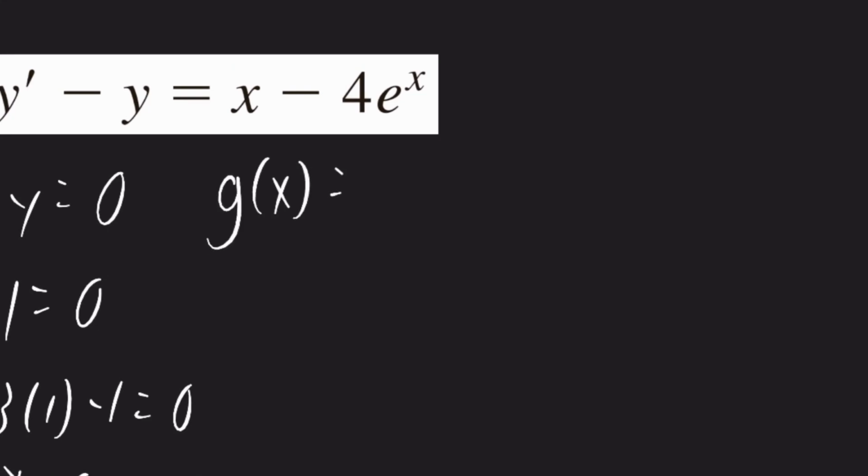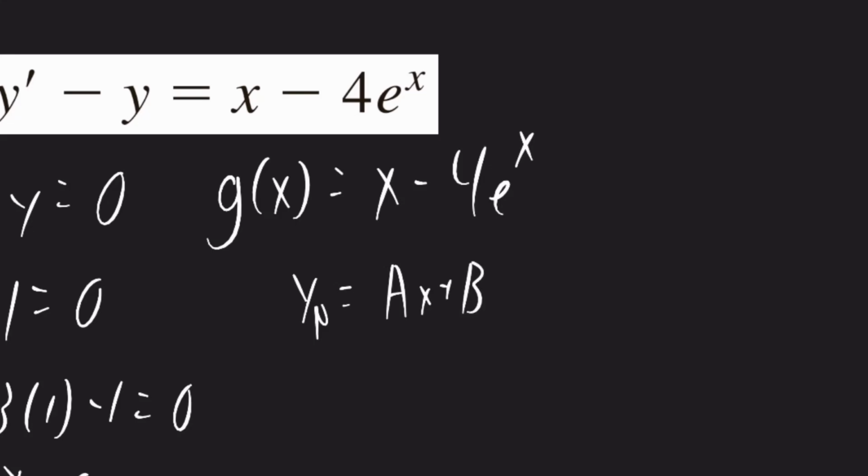Now that we've found the complementary solution, we have to find the particular solution. G of x was given as x minus 4e to the x. If you remember, whenever g of x has any x term, in our yp, we have to account for the x as well as the possibility of having a constant. So to account for the x term, we'll have ax plus b.